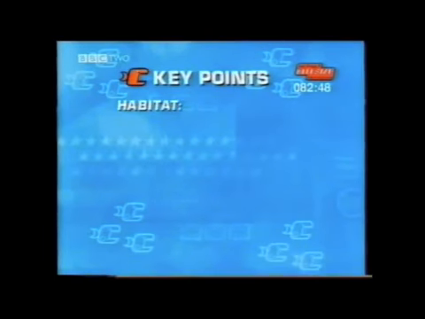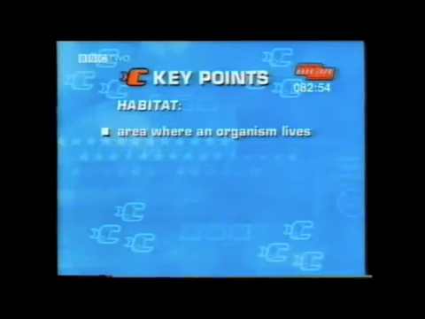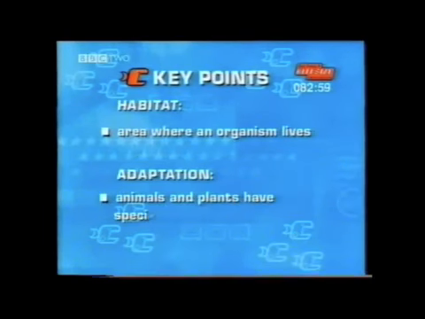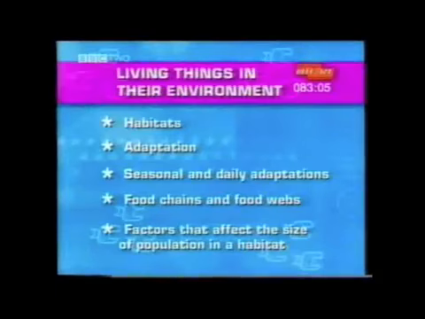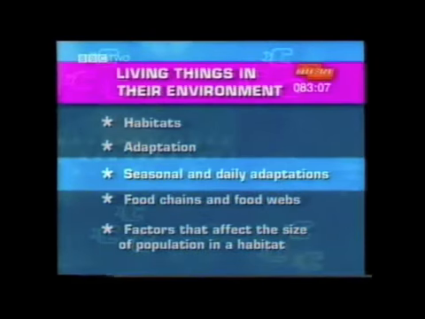Here are some key points you need to know about living things in their environment. A habitat is a particular type of area where an organism lives. Adaptation is where animals and plants have special features which make them suited to where they live. Plants and animals are also adapted to survive seasonal and daily changes in their habitat.